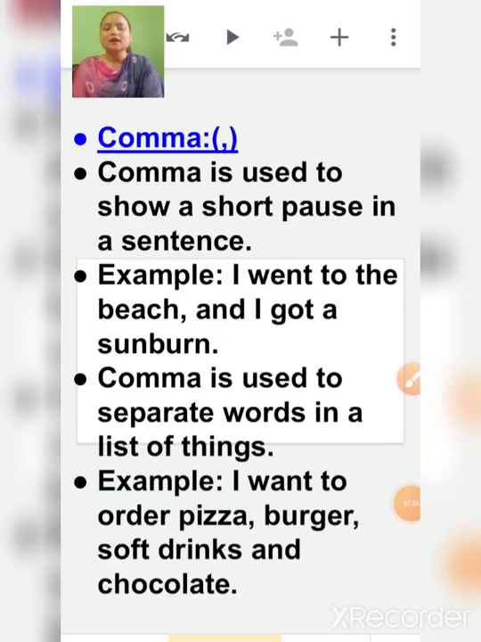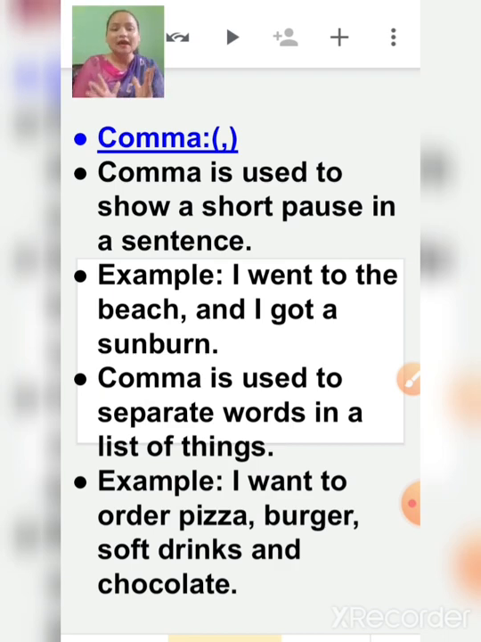Okay. Then comma. Comma is used to show a short pause. That means while you are reading any chapter or anything, children, when you see the comma, when you see the full stop, you should know what you have to do. While reading, when comma is there, you have to take a short pause. Not stop for a while, but take a short pause. You have to wait for a second. Then you will start the sentence. And at a full stop, you have to wait for a time and then you can start.